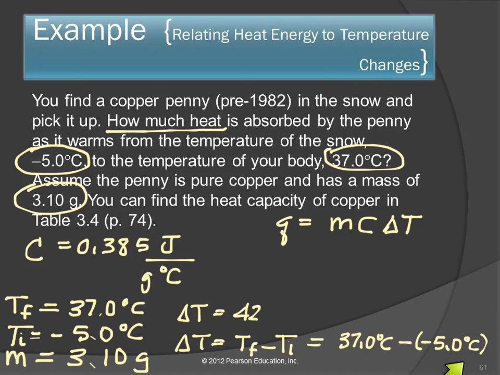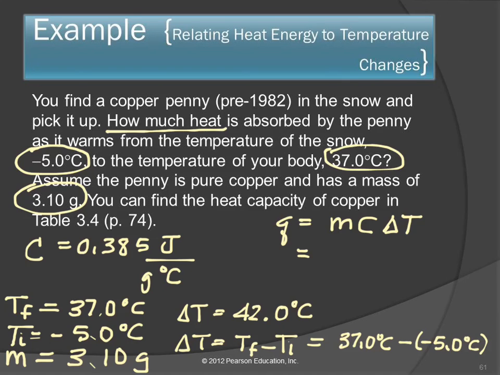I'm subtracting here. This has 1 decimal place, and this has 1 decimal place. The result of that subtraction should have 1 decimal place. So this should be 42.0 degrees Celsius.